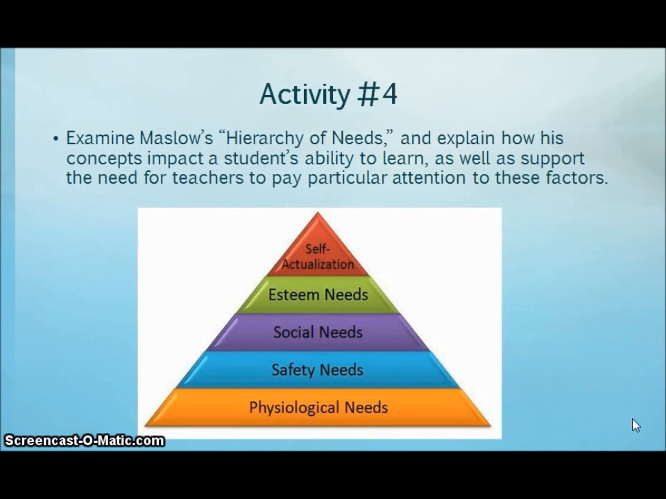The field-based activity statement is as follows. Examine Maslow's hierarchy of needs and explain how his concepts impact a student's ability to learn, as well as support the need for teachers to pay particular attention to these factors.